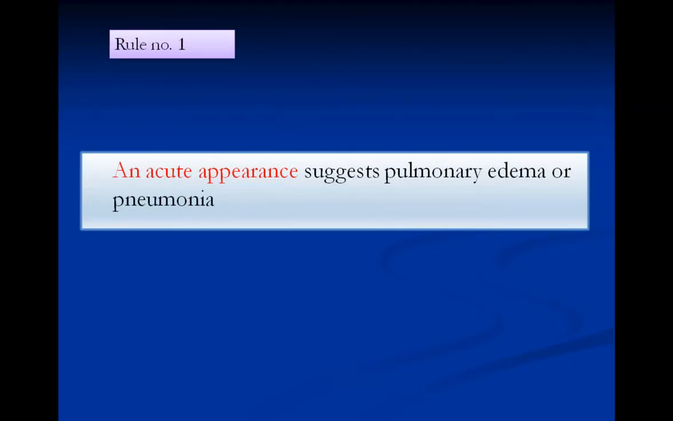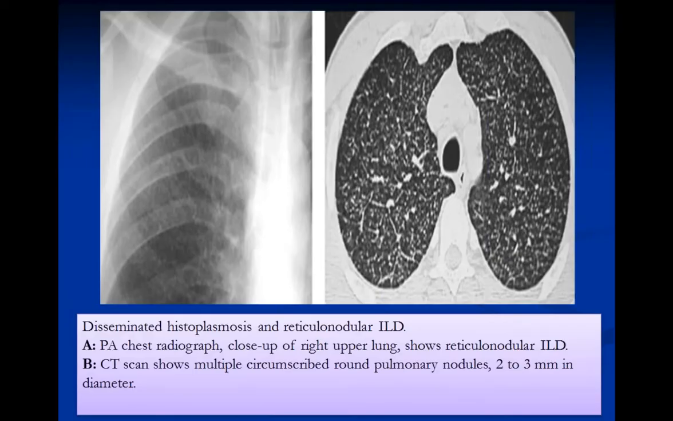So basically, rule number 1 is if there is an acute appearance of these changes, like linear opacities, nodular opacities, or reticulonodular opacities, we have to suspect whether there is pulmonary edema or pneumonia. This diagram again shows reticulonodular opacities, predominantly in the upper lobes of the lungs. This is an example of disseminated histoplasmosis.